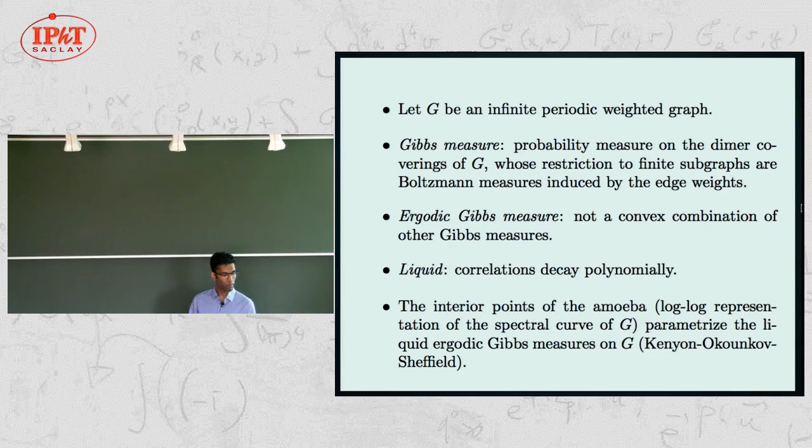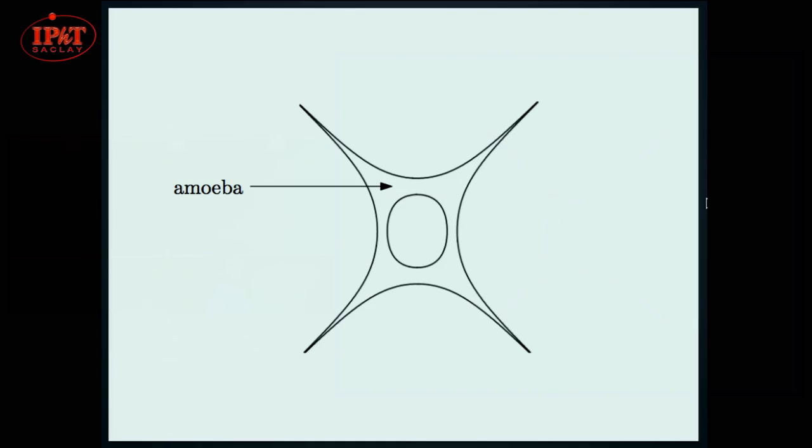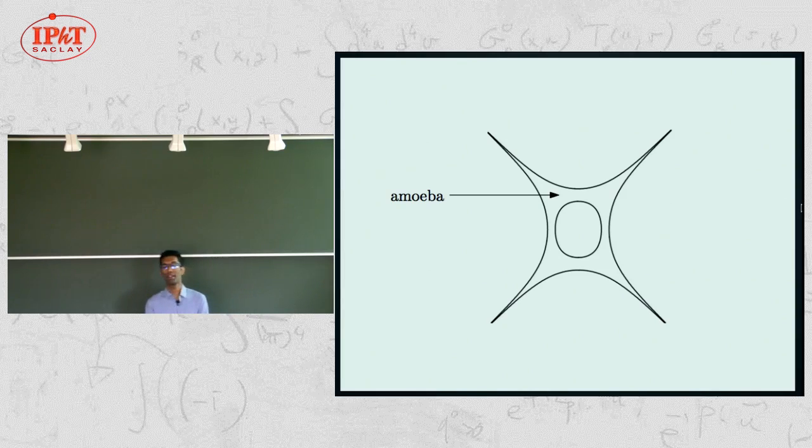It's by using the amoeba, which is associated to that infinite planar bipartite graph. I don't have the time to explain exactly what it is, how to construct it, but in a few words, whenever you have an infinite planar bipartite graph which is periodic in two directions, you can associate to it some algebraic curve called the spectral curve. And then you can represent that algebraic curve in log-log coordinates, and you get what is called the amoeba. So here's a picture, for example, of an amoeba with 4 infinite branches and a hole. And the interior points of this amoeba parameterize the liquid ergodic Gibbs measures. For each interior point of this amoeba, you have exactly one liquid ergodic Gibbs measure. This is a result of Kenyon and Sheffield.